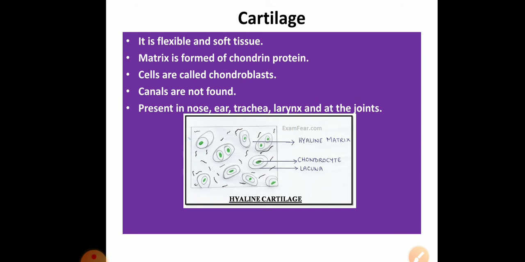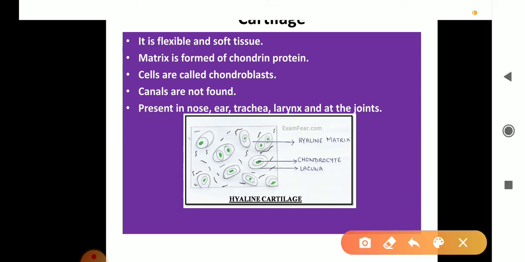The next connective tissue is the cartilage. Now bones are hard, but cartilages are soft. These are soft and flexible tissues. The matrix of bone was made up of osteen protein, but the matrix of the cartilage is made up of chondrin protein. The cells of the bones are called osteocytes, and these are called chondroblasts. The Haversian canal was present in bone, and here no Haversian canal is present.